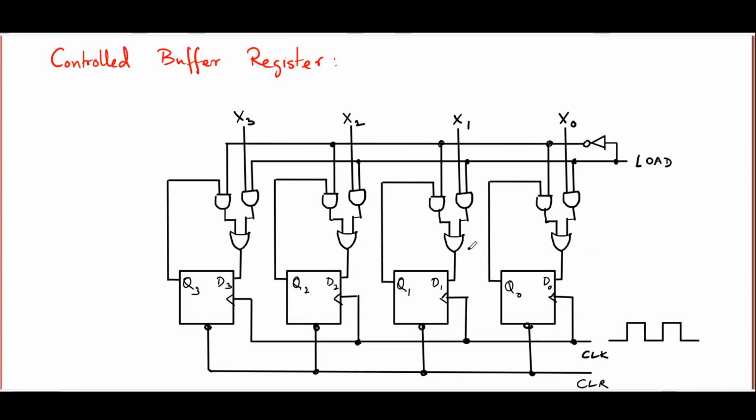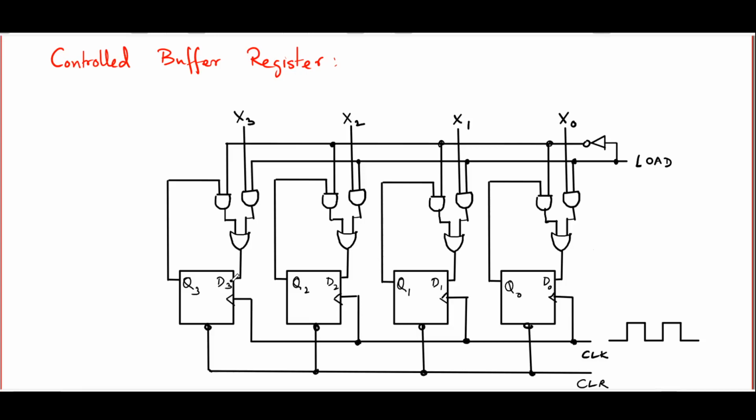What happens when load goes high is load bar goes low. That means the output of the left AND gate goes low, essentially contributes nothing. On the other hand, this right AND gate has X3 and high as input, so its output is X3. The OR gate's output is X3, which goes to D3. And so D3 now responds to the input X3 and changes Q3 to X3 when the next positive clock edge arrives.